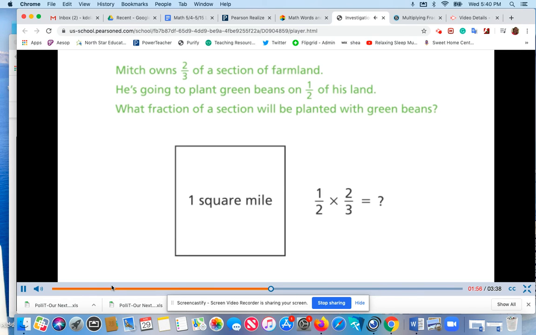Here's an equation that represents this problem. Mitch plants green beans on 1/2 of his land, which is 2/3 of a section. Mitch planted green beans only on a part of his land, so the answer is definitely going to be less than the size of Mitch's land.